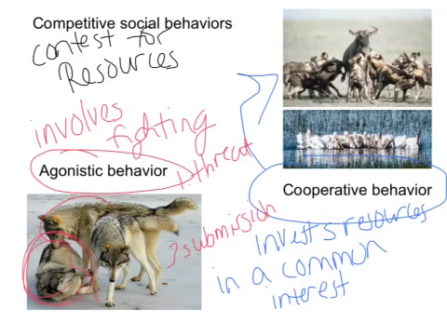You have the threat. If need be, the actual aggression. And then the submission, where usually one of the animals will submit to the others. It does not usually result in actual harm, because actual harm then obviously decreases the fitness of the organism, decreases its reproductive success. So that's why a lot of this agonistic behavior stops here at the threat level.